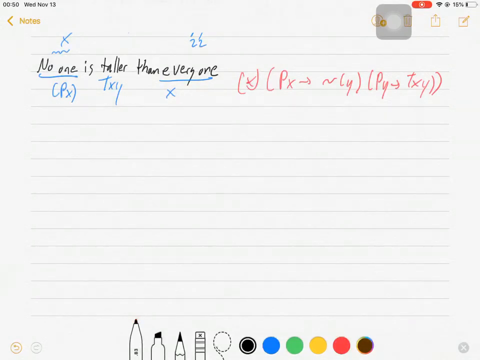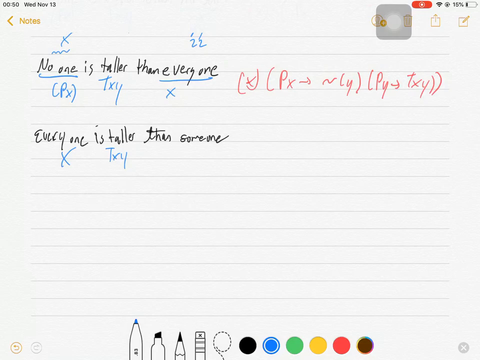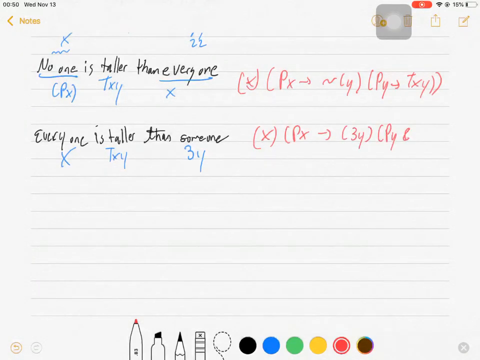Let's go on to the next one. Everyone is taller than someone. So we have everyone, X, a taller than relation, TXY, someone, an existential Y, someone that is out there. Then translate: for all of X, if X is a person, then there exists some Y such that Y is a person and X is taller than Y.